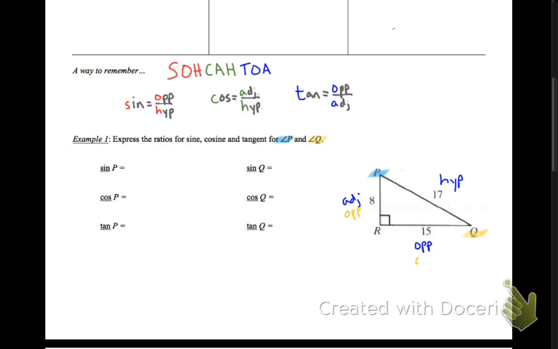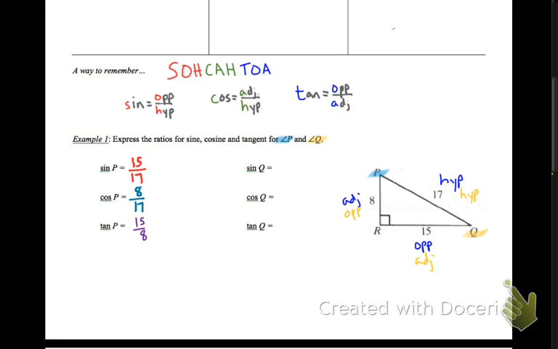17. From the perspective of angle Q, the opposite and adjacent change. For Q, the 8 is the opposite, 15 is the adjacent, the hypotenuse is the hypotenuse. So for the sine of angle P, which was opposite? 15 over the hypotenuse, which is 17. The cosine will be adjacent over the hypotenuse. So from the perspective of angle P, 8 is adjacent over the hypotenuse, 8 over 17. All we're doing here is writing these ratios. The tangent of P will be opposite over adjacent, TOA, so 15 over 8.